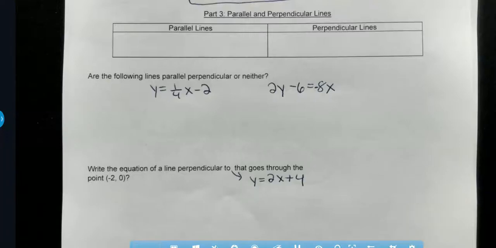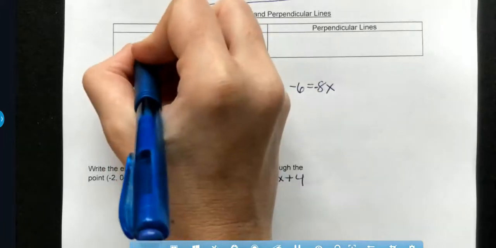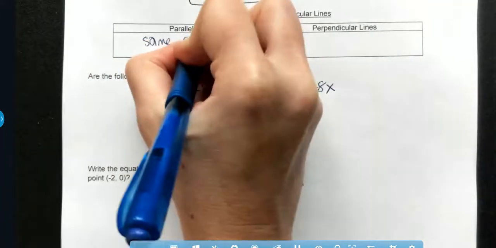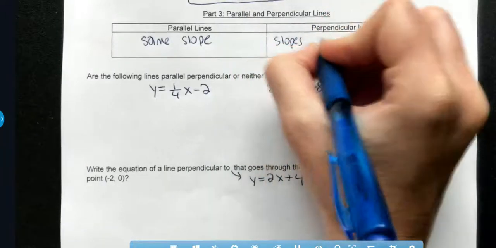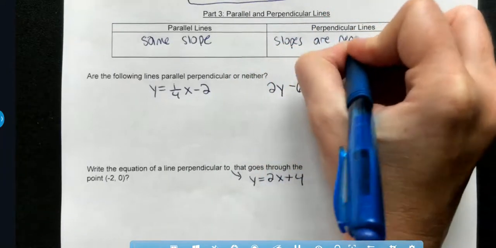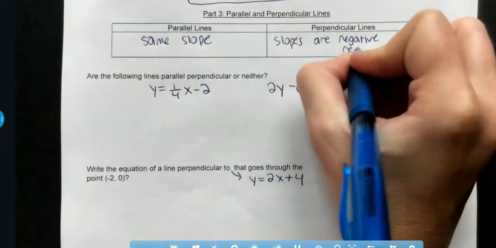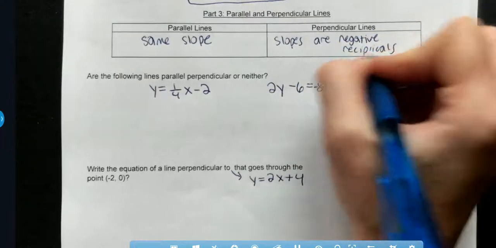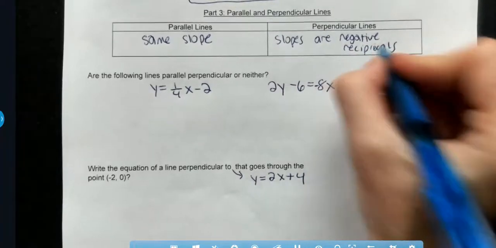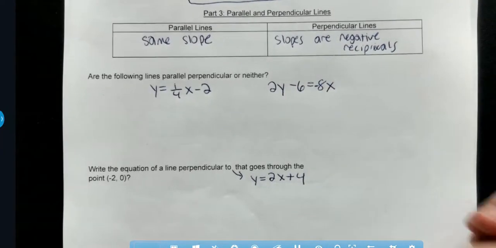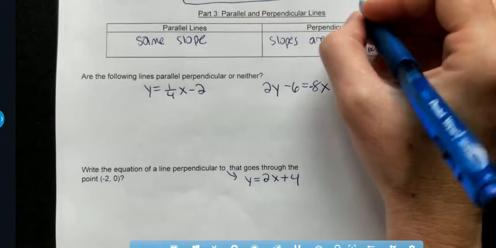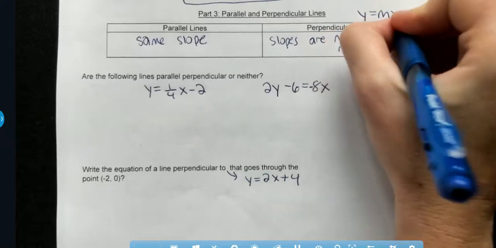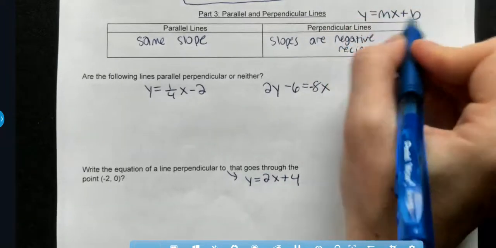All right, our next section we're talking about parallel and perpendicular lines. Remember, parallel lines have the same slope. Perpendicular lines, the slopes are negative reciprocals. Negative reciprocals. All right. And then another prerequisite that we need to know is just slope-intercept form. Y equals mx plus b.